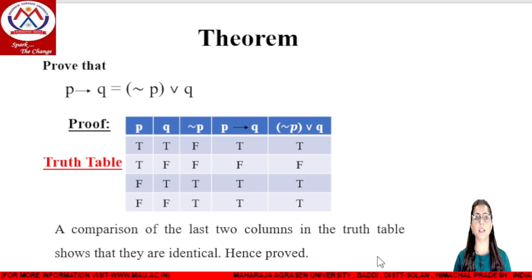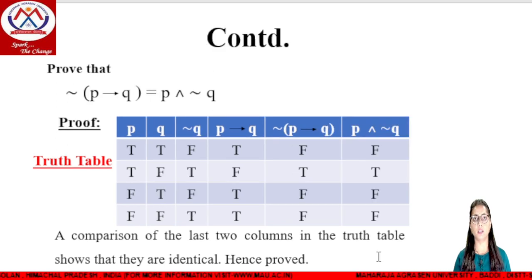Now P implies Q. Again, using the condition, if the first statement is false and the second is true, then we can take it as true; both true, then we will take true; both false, then we will take false. And find the negation of P or Q using the condition for the disjunction. Again, comparing the last two columns, the truth table shows that they are identical, and we can show here that P implies Q is equivalent to negation of P or Q. So that's it about this theorem.